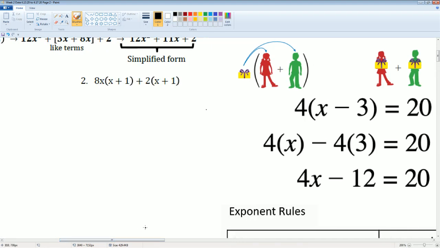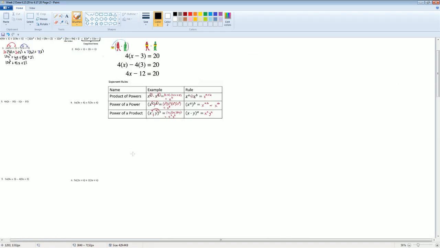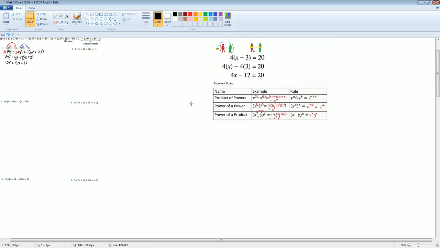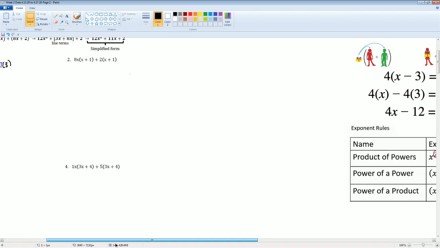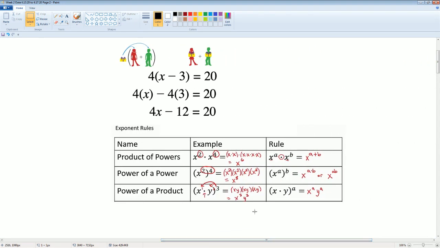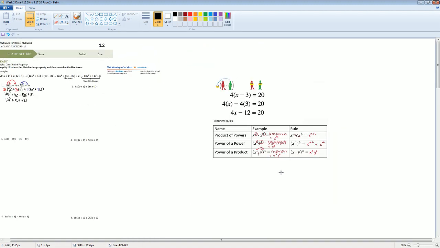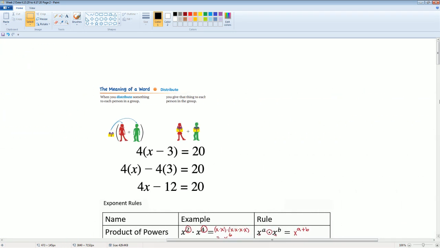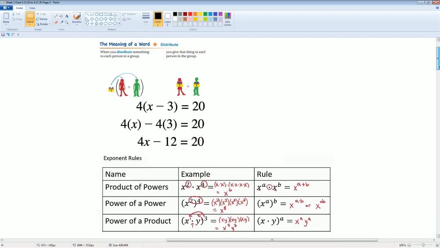Let me move the notes over. The notes were good, but let me move the notes over. If you need them, the notes are right here. Just pause the video and take these notes if you need to, on what the distributive property is. Pause the video here if you want the notes. Good. Let's go back.